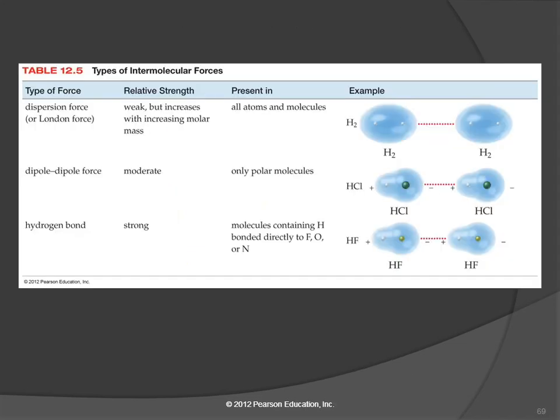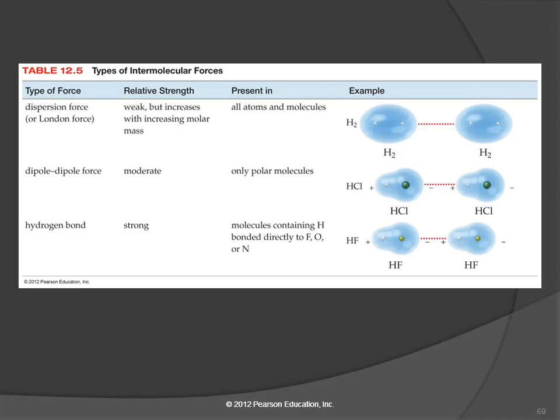This is just a summary of the different types of intermolecular forces, and you should understand what's in this table. So 3 types of forces. Dispersion forces are the weakest. Dipole-dipole forces are moderate in strength. Hydrogen bonds are strong. These are all intermolecular forces. They are still very weak compared to covalent bonds.